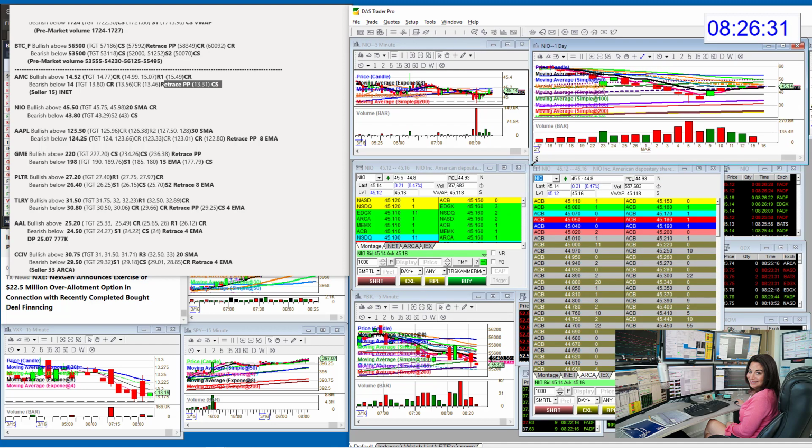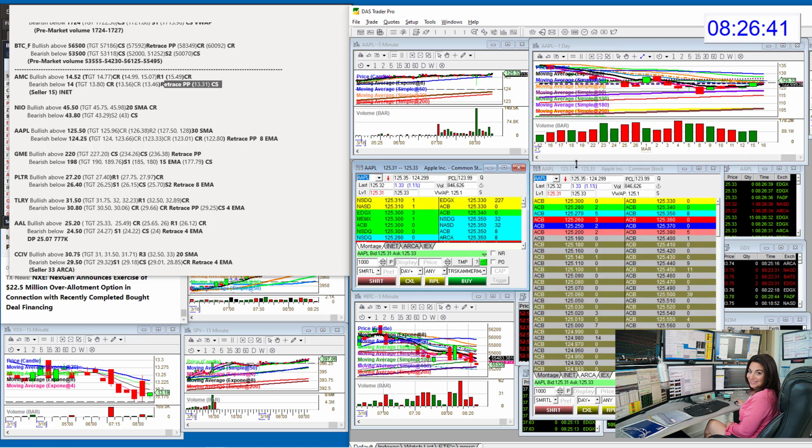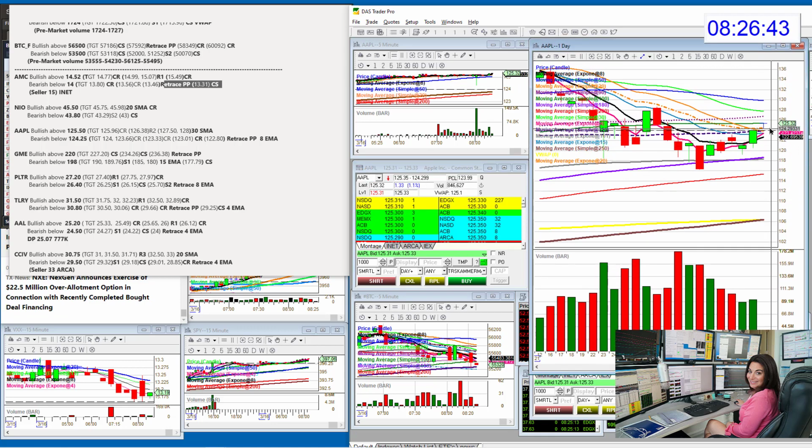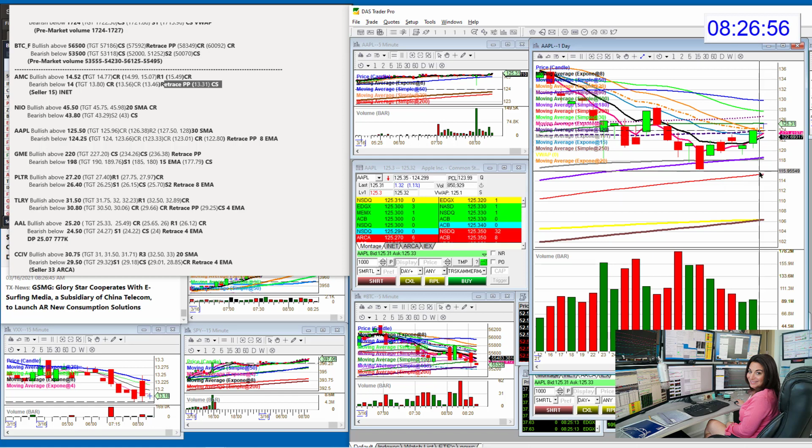Let's go to Apple. Apple, let's see. It's not wanting to come up. Oh, there we go. All right, Apple's hitting its head right now on the 100 simple moving average on the daily chart. Bullish above 125.50, coming up ahead. I wanted to go above that moving average, and bear below 124.25 if it does start to come down.